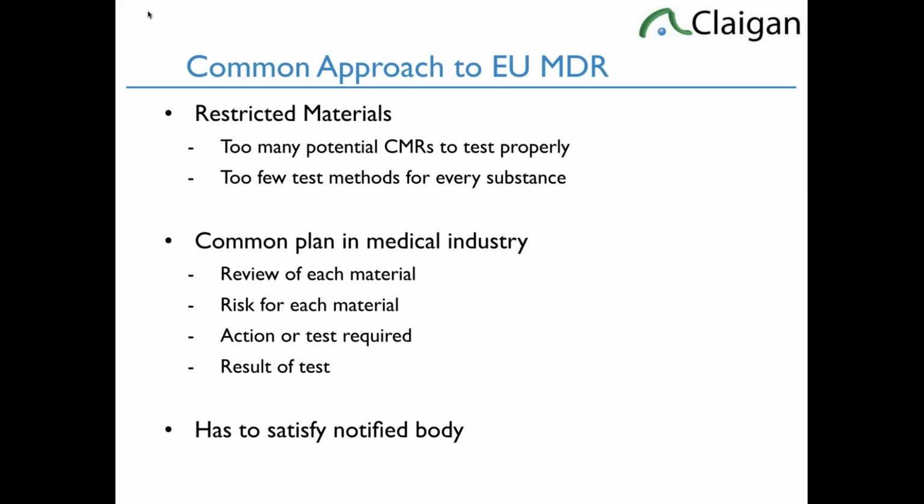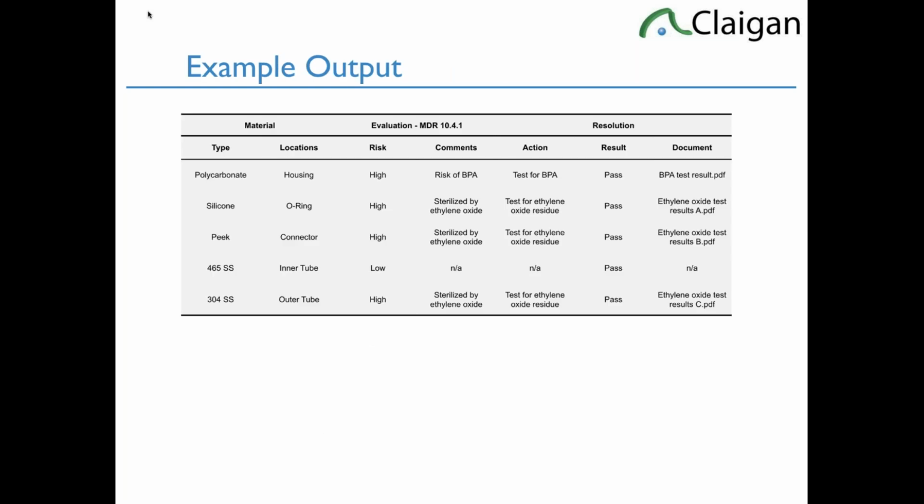A common plan in the medical industry is to review each material and create a risk assessment. So what is it? What's the risk? What's the action or test required, which is not different than biocompatibility, by the way, and what's the result of that test? And it has to satisfy a notified body. One of their challenges is this is going to have to go to a notified body. They're going to look at it. They're going to want to see you've done a risk assessment, you have results, and then they're going to want to sample the data. So you have to take that in mind. And not everyone's going to be the same. You can have an auditor-to-auditor variation. They're also new at this, but even now you're probably used to an auditor-to-auditor variation on other things on the medical device side.